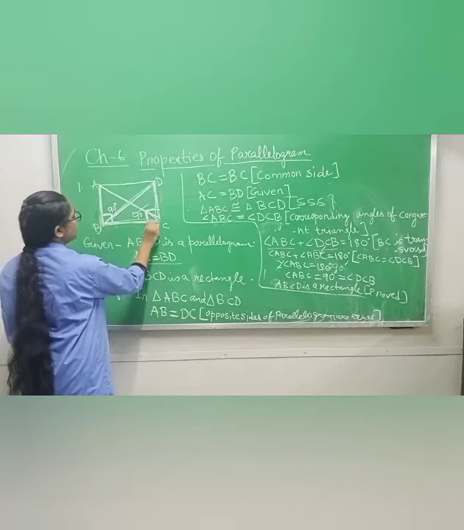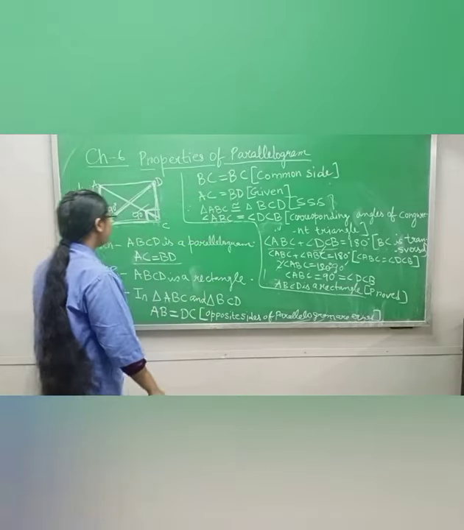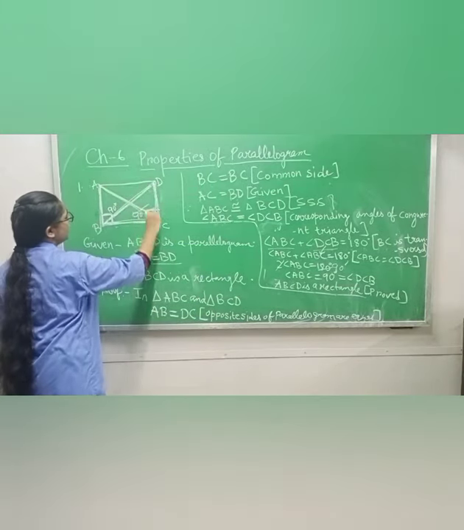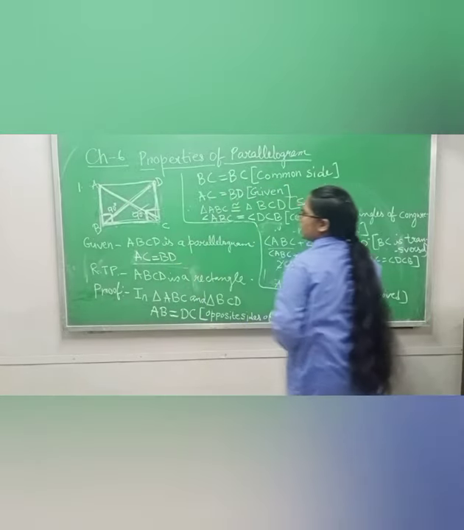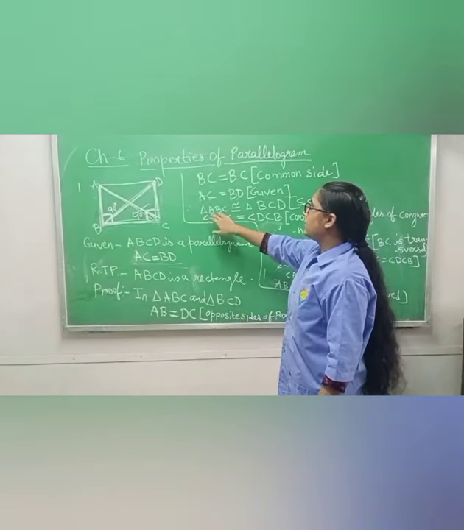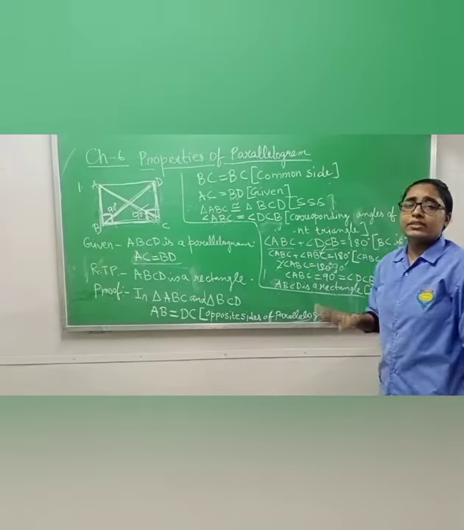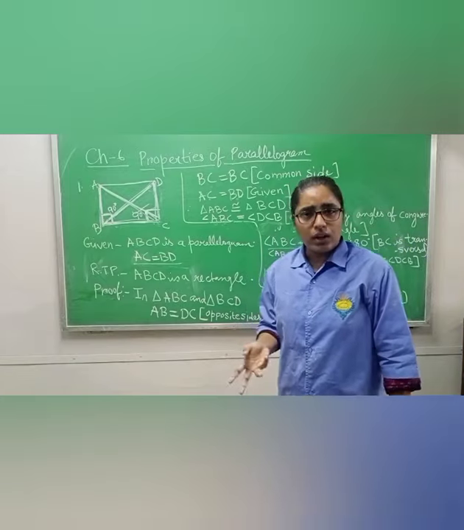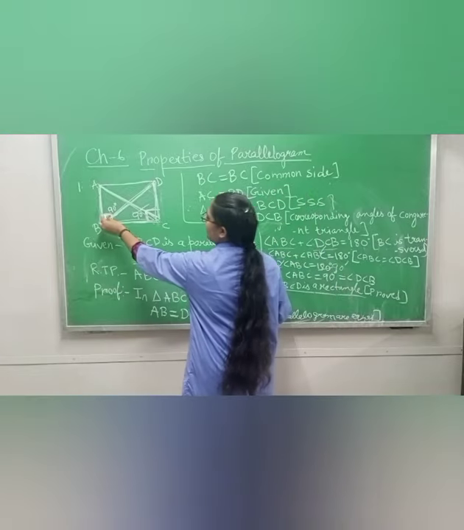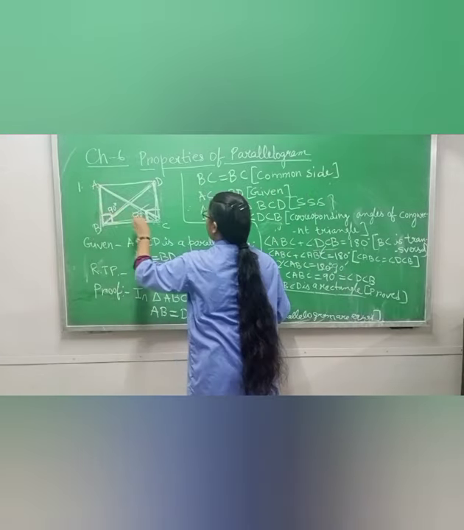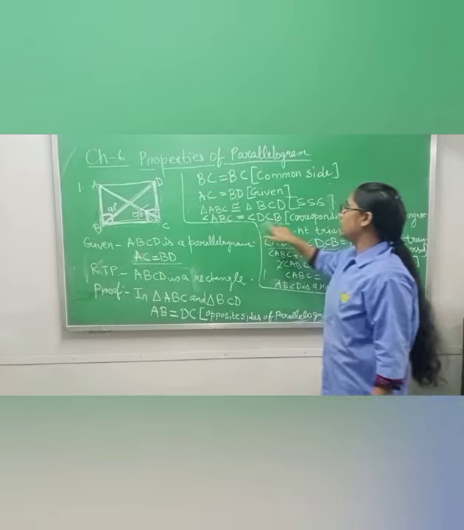Now this one is common, BC is common in both triangles. That is why I have written BC equals BC, common side. And this one is already given that AC equals BD. AC equals BD, given, in the given part you can see. Now we have proved that these two triangles are congruent. When these two triangles are congruent, it means that the rest of the angles, or corresponding angles, will also be equal. So which one is the corresponding angle? I am taking this one. Therefore angle ABC equals angle DCB. These two angles are also equal, I have written.